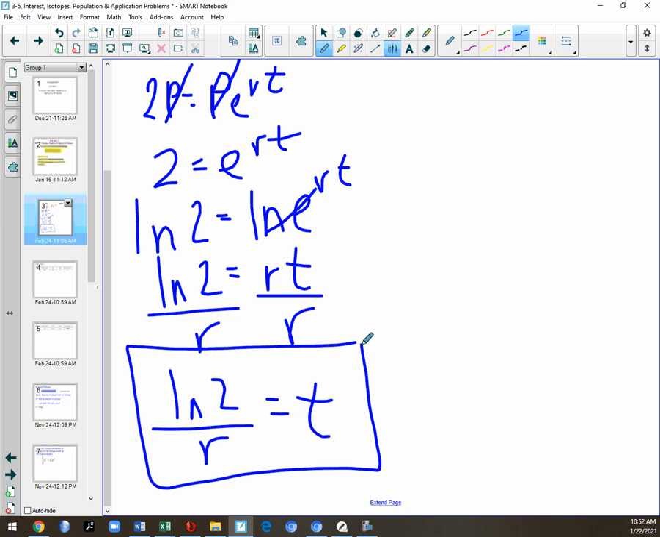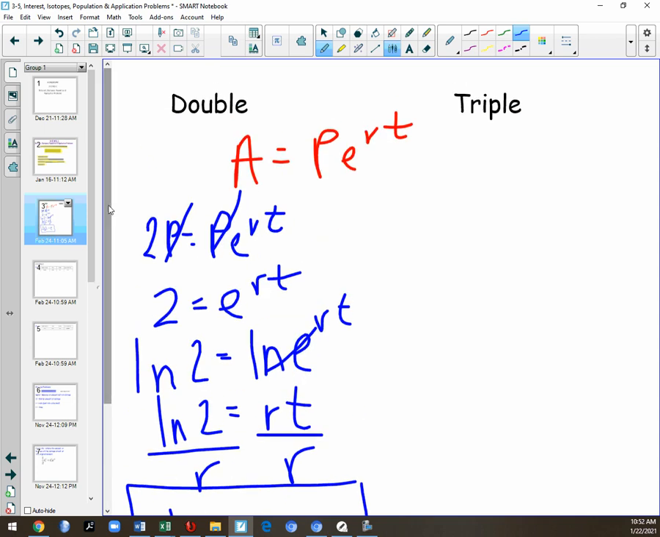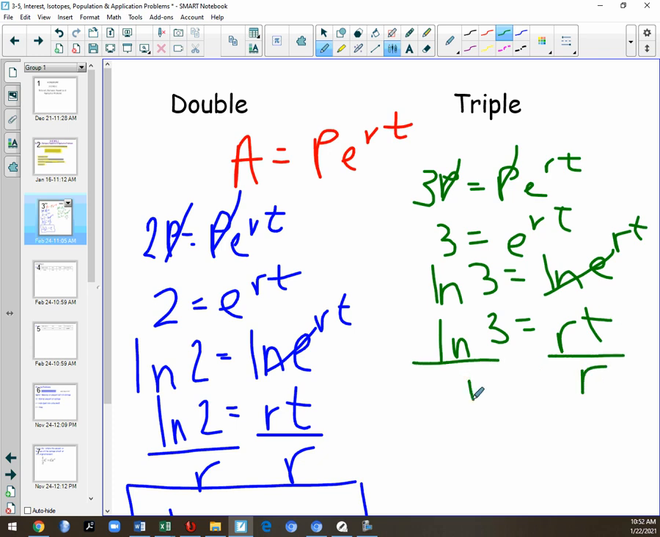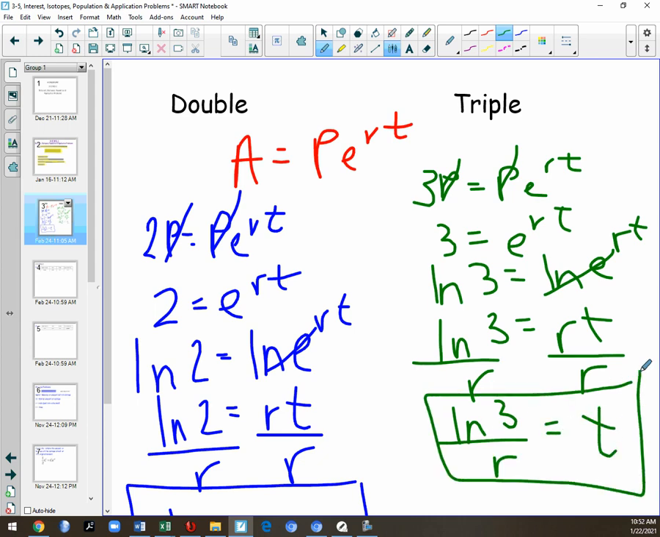Okay? Now, the same exact philosophy can be used if I want to triple my money. But instead of 2P equaling Pe^(rt), I'm now going to have 3P is equal to Pe^(rt). Okay, the P's cancel out, so 3 is equal to e^(rt). Then I'm going to go ahead and take the natural log of both sides to eliminate the variables in the exponent position. The ln and the e cancel out, so I have the natural log of 3 is equal to rt. And again, I want to know how long it's going to take, so I'm going to divide by my rate. So I have the natural log of 3 divided by my rate is equal to the time it will take to triple my money.